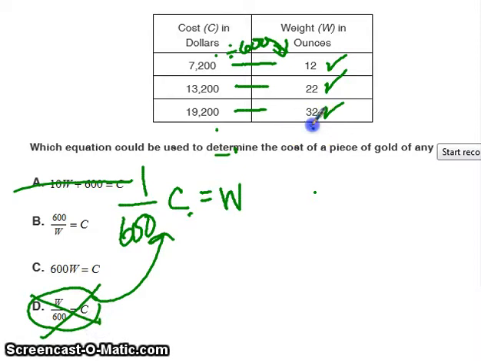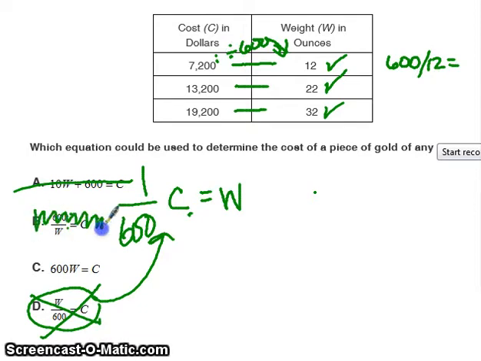Okay, if we divided this by 600, that's not going to give us that. So that's why that's not it. Okay, but that's a very tempting choice. All right, so let's look again. If we start with 600, and divide by the W, divided by 12, is that going to give us 7,200? Sure isn't. So 600 divided by the W is equal to the cost.